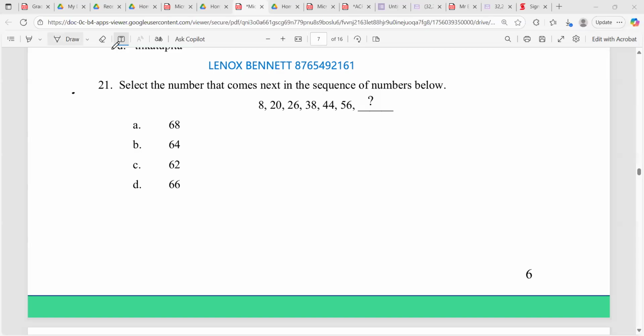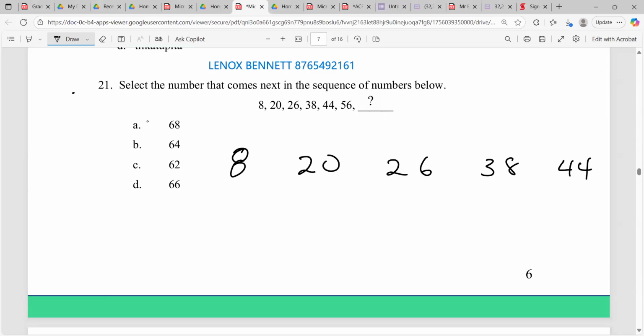All right, so it says select the number that comes next in the sequence of numbers below. So they give you the numbers, I'm just gonna rewrite it. We have 8, 20, 26, 38, 44, and 56.